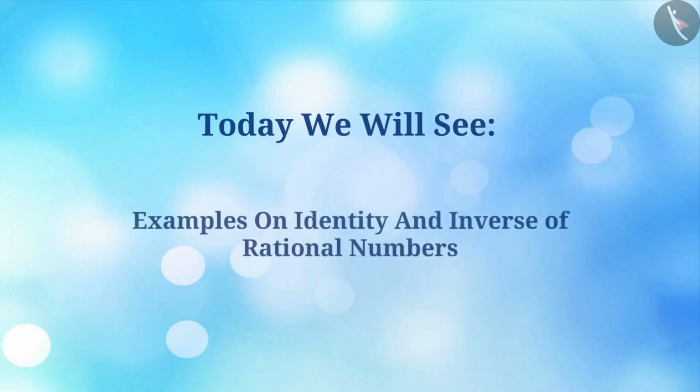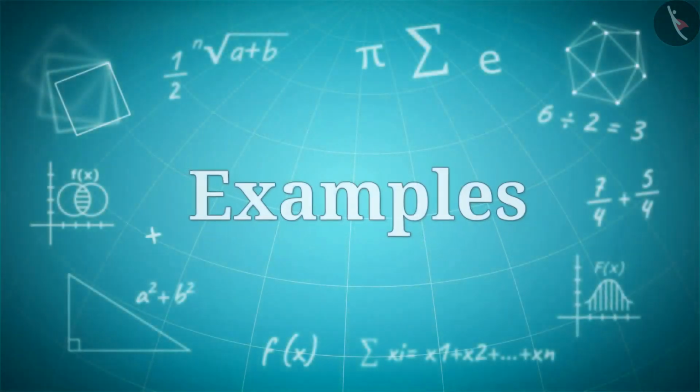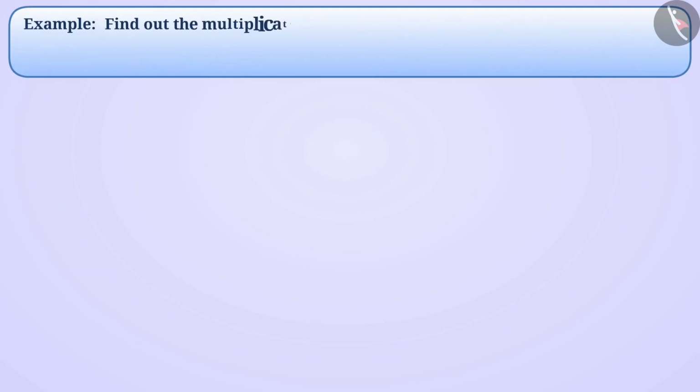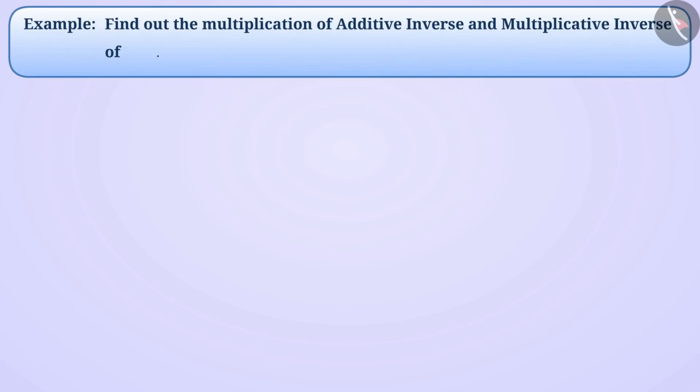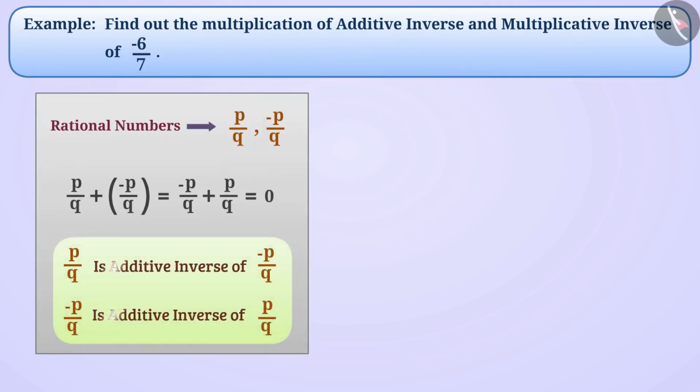Today we will see examples on identity and inverse of rational numbers. Find out the multiplication of additive inverse and multiplicative inverse of minus 6 by 7. If addition of any two rational numbers is 0, then both rational numbers are additive inverse of each other. So, can you tell me additive inverse of minus 6 by 7?